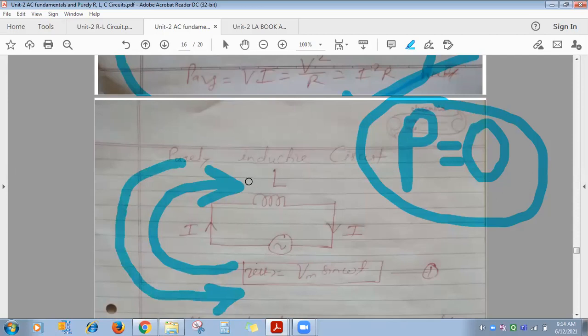Power flows from source to load, load to source, and this inductor stores energy of half L I square joule in the form of a magnetic field. Whatever power continuously flows from source to load and load to source is called Q, reactive power. For series RL and series RC we will derive the formula for Q. Q is equal to VI sin phi. Phi here is 90 degrees.